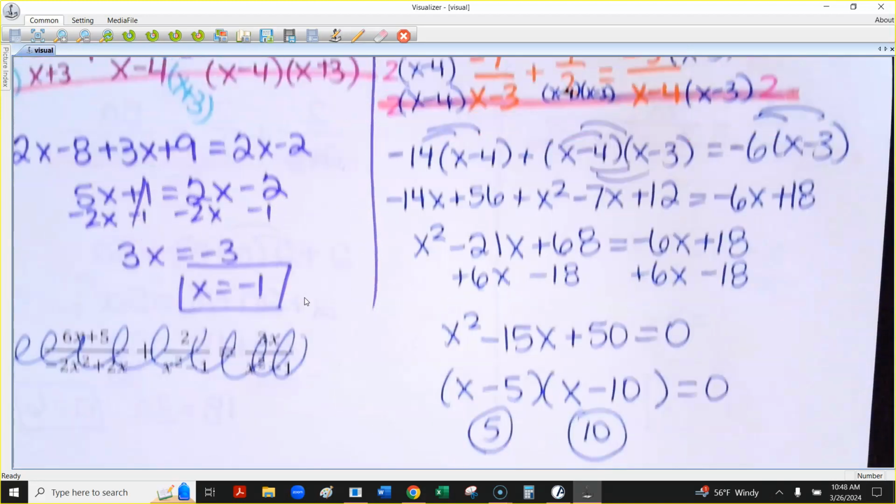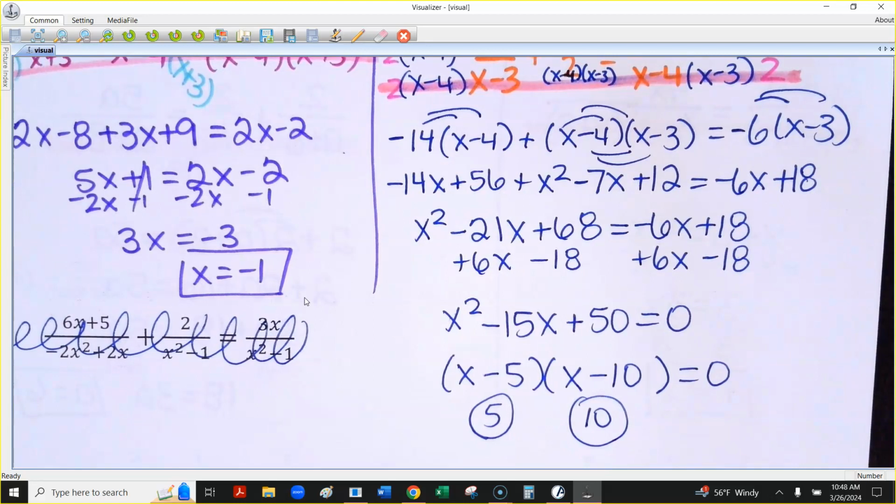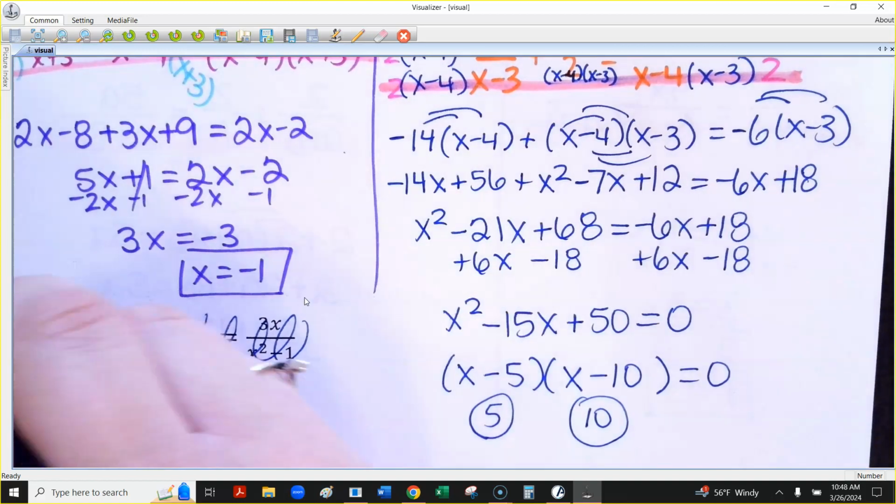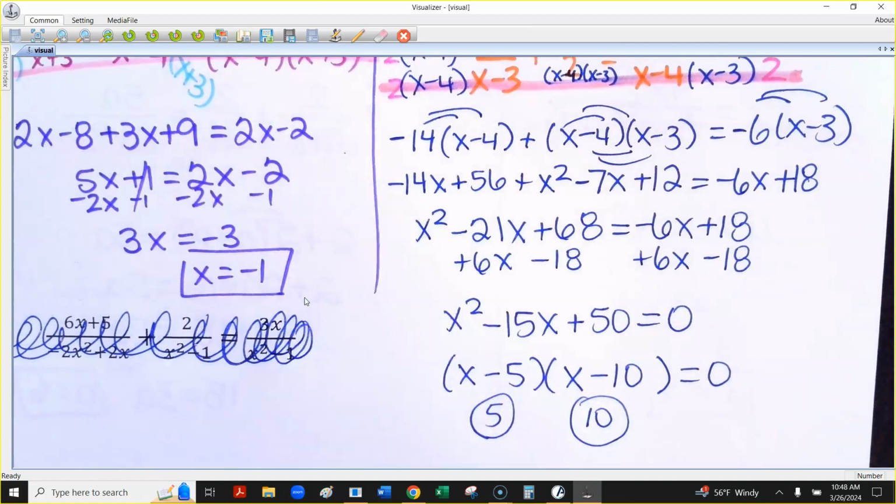And neither of those would cause you a problem in the denominator. Numbers that would cause me a problem in the denominator would be 3 and 4. So both of those answers work. I'm just going to skip this problem. Okay. Now, is anybody having a question so far? That was way harder than I thought it was.